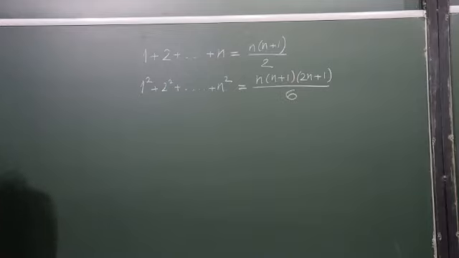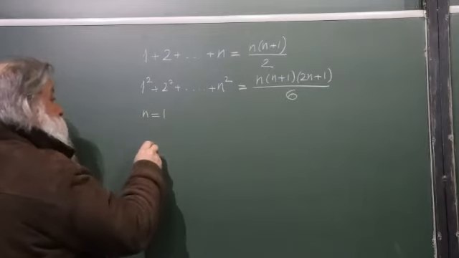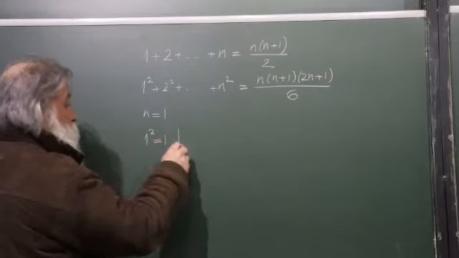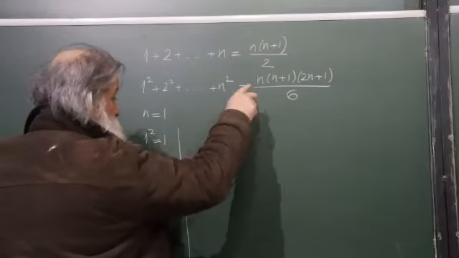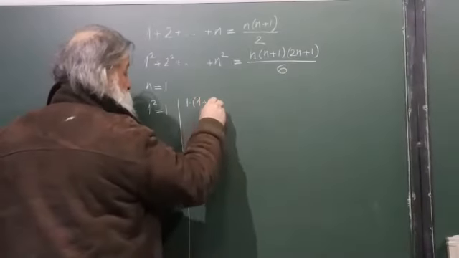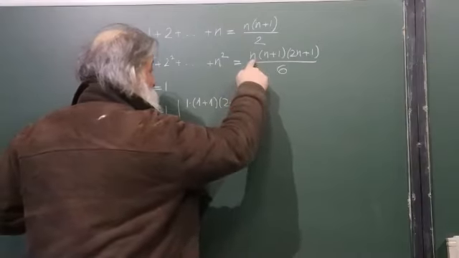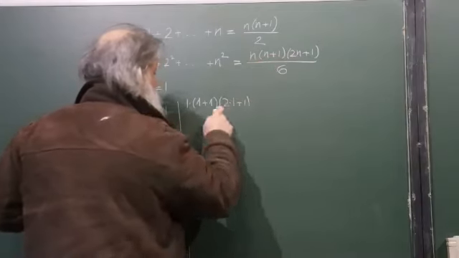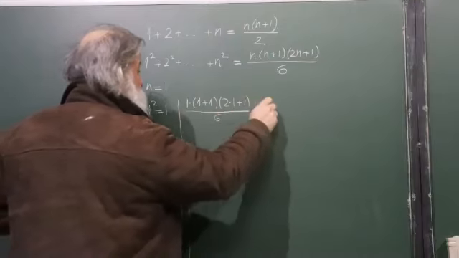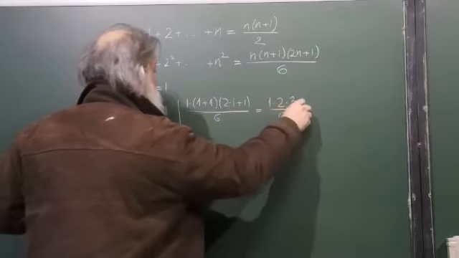How do we prove this? Let us check the formula for n equal to 1. For n equal to 1, we get 1 square is equal to 1. And the formula gives you, for n equal to 1, 1 times 1 plus 1 times 2 times 1 plus 1. So you put 1 instead of n over 6. You get 1 times 2 times 3 over 6 is equal to 1. So they're equal.